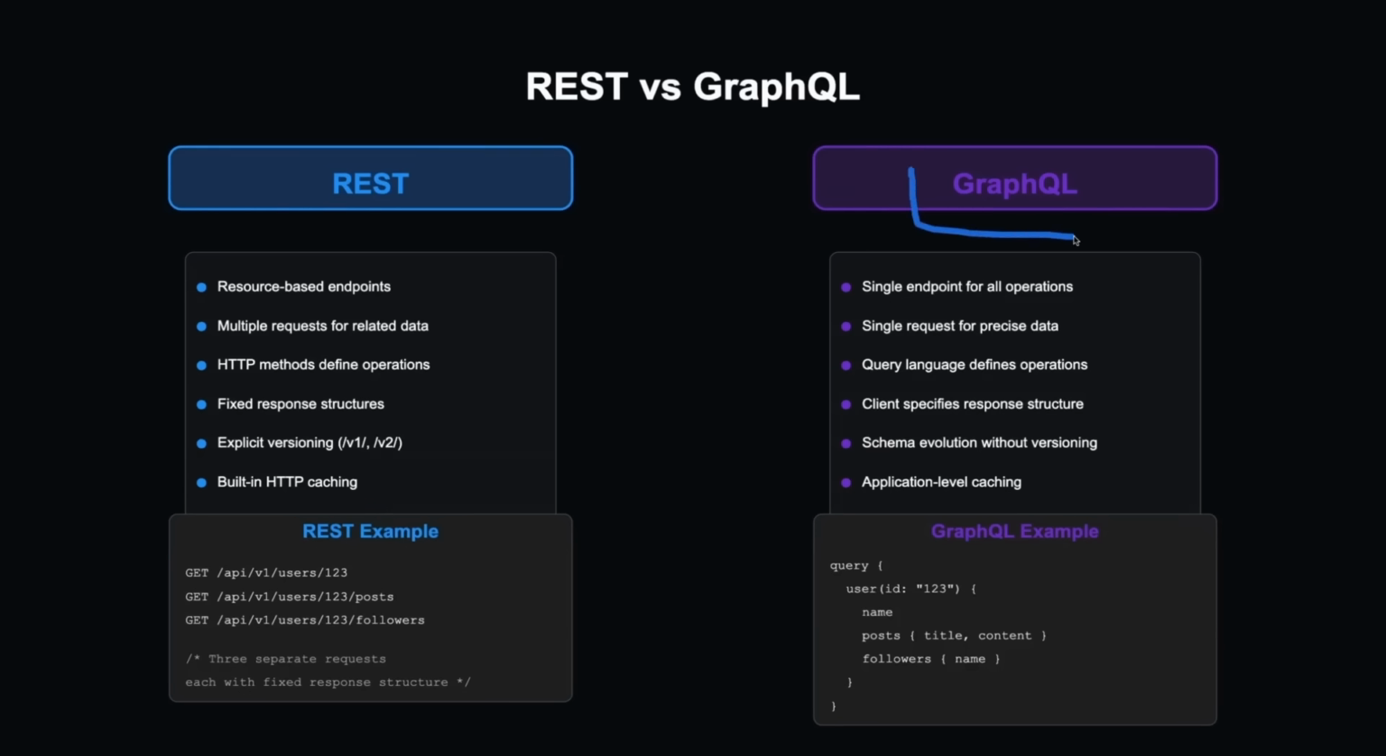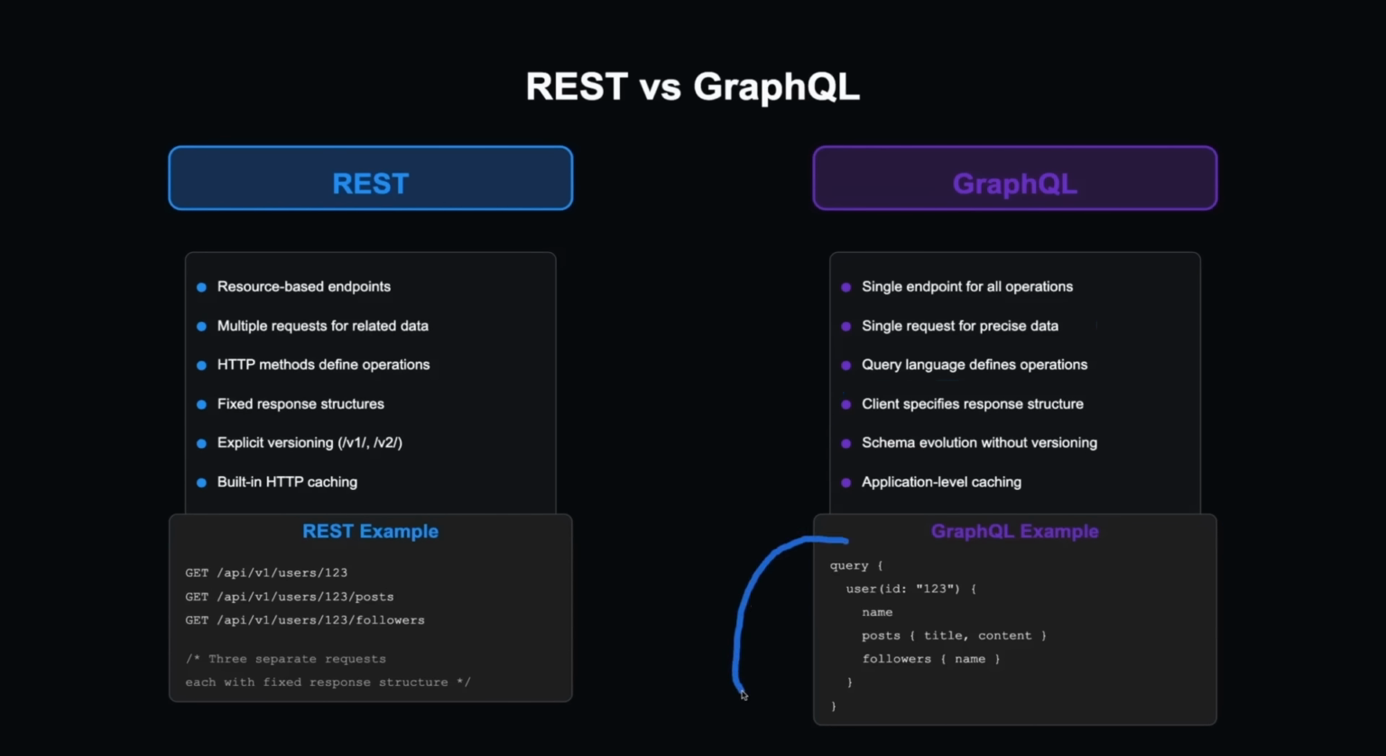Now, if we compare that to GraphQL APIs, it comes with a single endpoint for all operations. So mostly it is /GraphQL or /some API endpoint that is commonly used for all operations. And in this case, we will use a single request to get the precise data that we need, and we will use the query language of GraphQL.